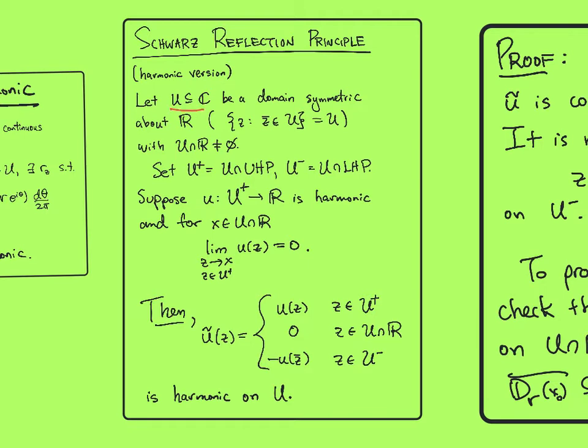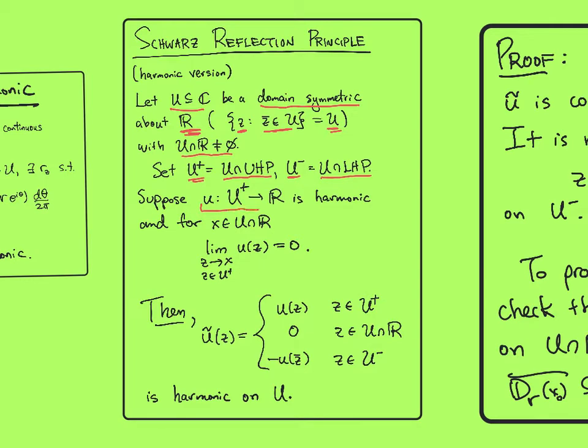So let U be a domain symmetric about the real line, by which we mean that the set of z's such that z conjugate is in U is the same set U. So it's invariant under conjugation. And we also want it to intersect the real line. So now we set U plus to be U's portion in the upper half plane and U minus to be U's portion in the lower half plane.